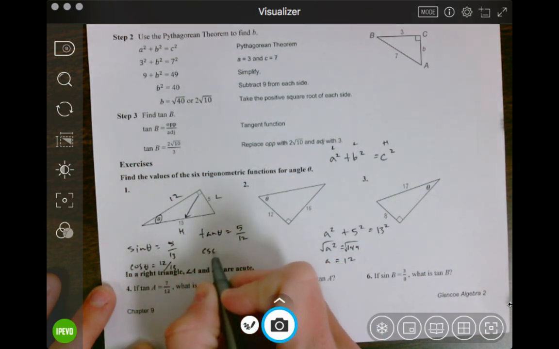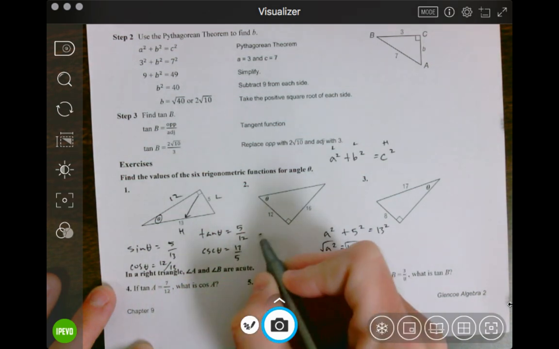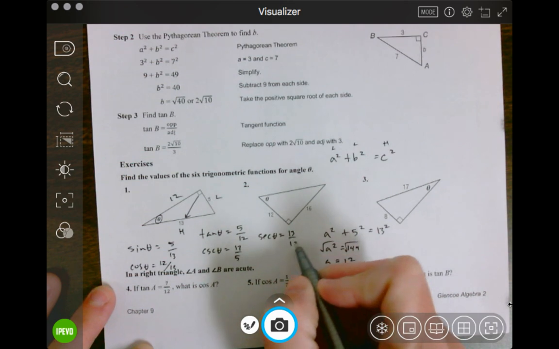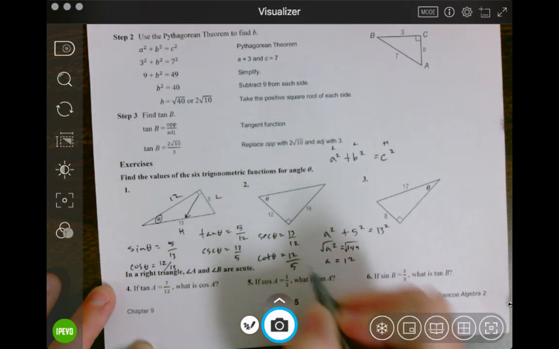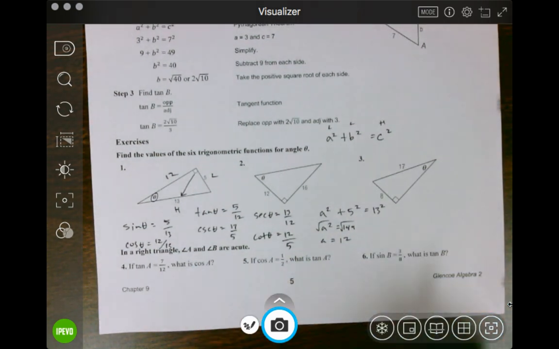And then we just do the reciprocals. So cosecant is the reciprocal of sine. Secant is the reciprocal of cosine. And cotangent is the reciprocal of tangent. Okay, hopefully you got those. I'm not going to go through the rest of them.